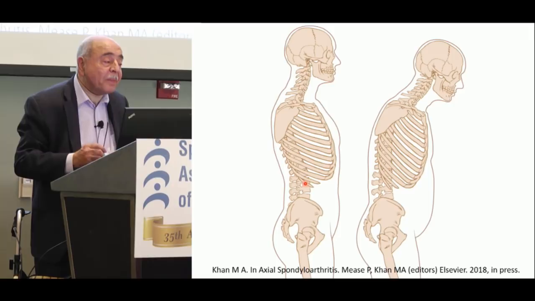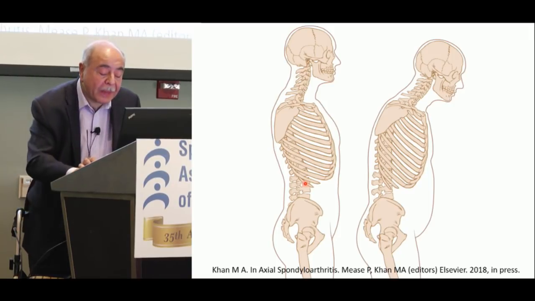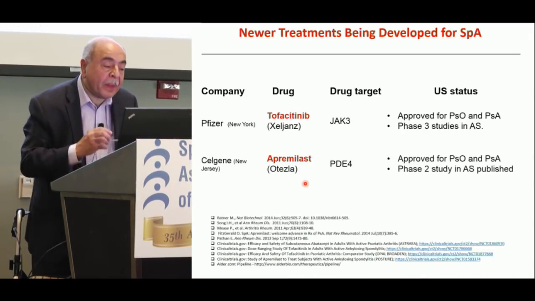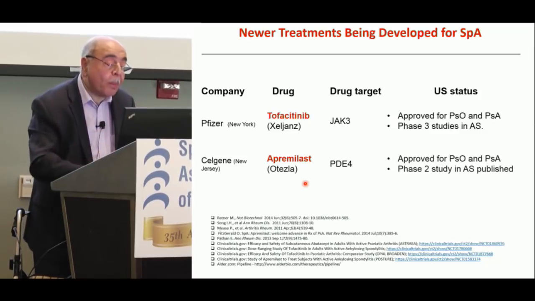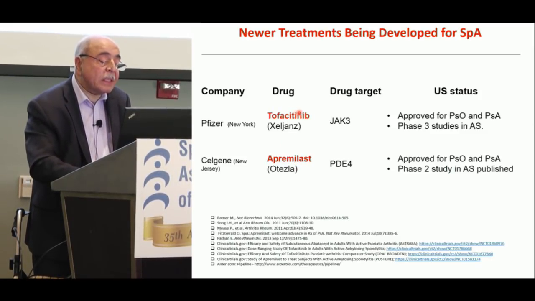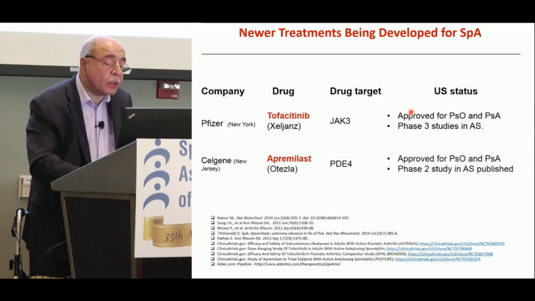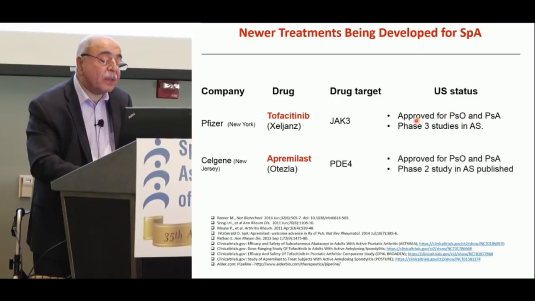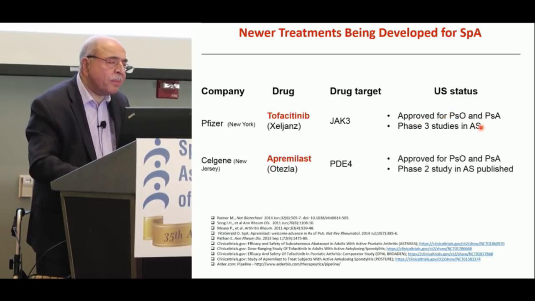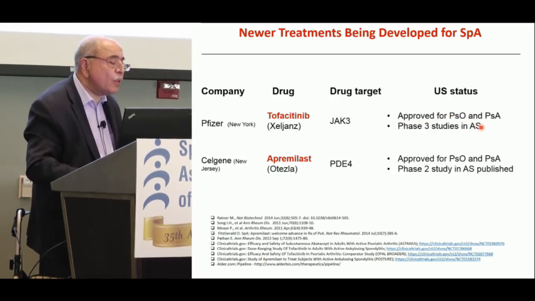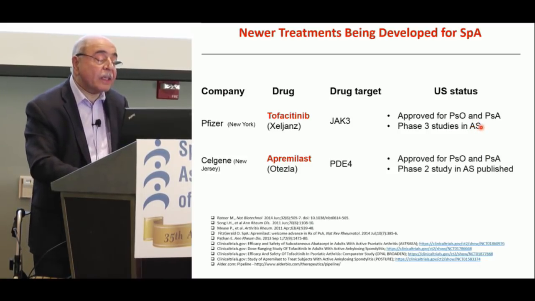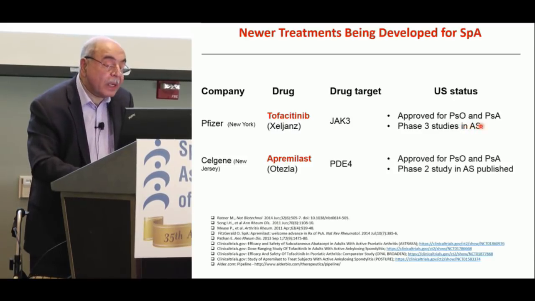But what about tablets? Well, there is some hope. Tofacitinib, which is approved for rheumatoid arthritis, also was approved for psoriasis and psoriatic arthritis. There are phase 3 studies, that means the studies that the FDA needs to see before they decide whether it should be approved for ankylosing spondylitis. At this meeting, we will know the results of these studies.